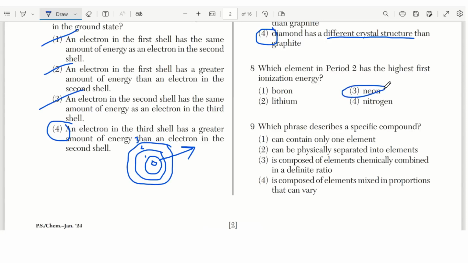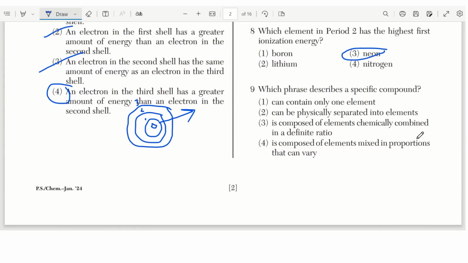And there it is, neon. Number 9, which phrase describes a specific compound? Okay, so remember matter is either a pure substance or a mixture. If it's a pure substance, it's either an element or a compound. If it's a mixture, it's either heterogeneous or homogeneous.